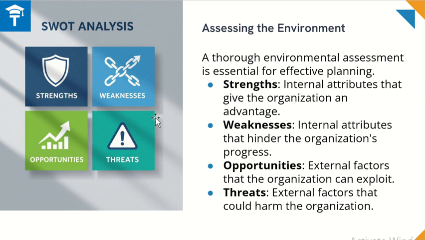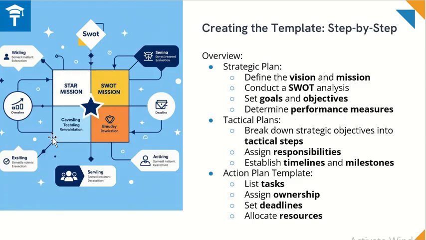Then we talked about the internal environment, like the SWOT. SWOT, we talked about the strengths, the weaknesses, the opportunities, and the threats. We need to understand what our strengths are, what our weaknesses are, what our opportunities are, and the threats. The strengths are the internal attributes that give the organization an advantage. The weaknesses are internal attributes that hinder the organization's progress. The opportunities are the external factors that the organization can exploit. Then the threats are still external factors that could harm the organization.